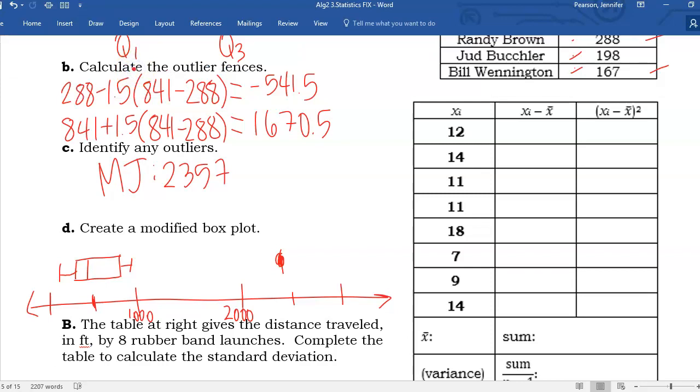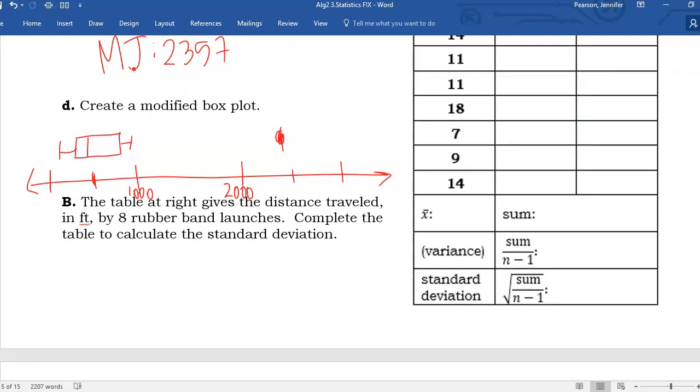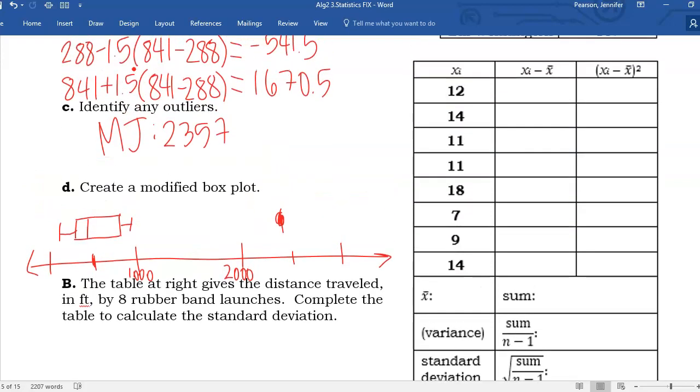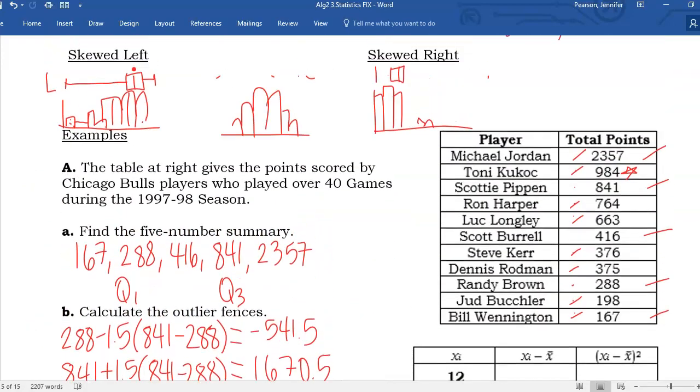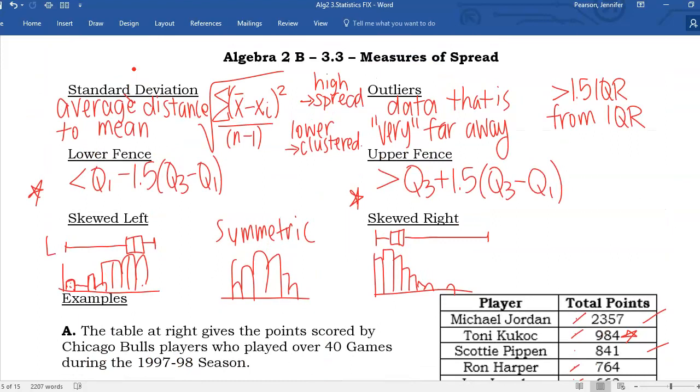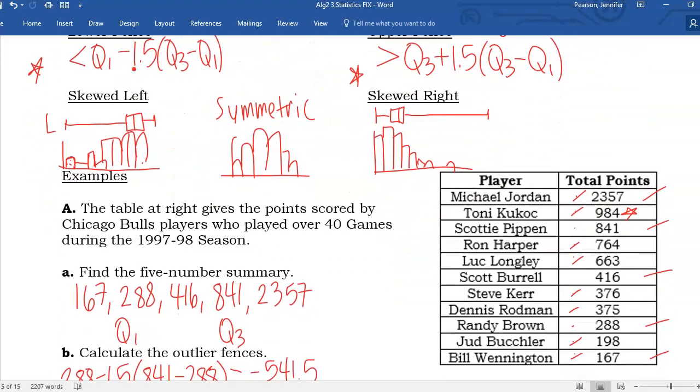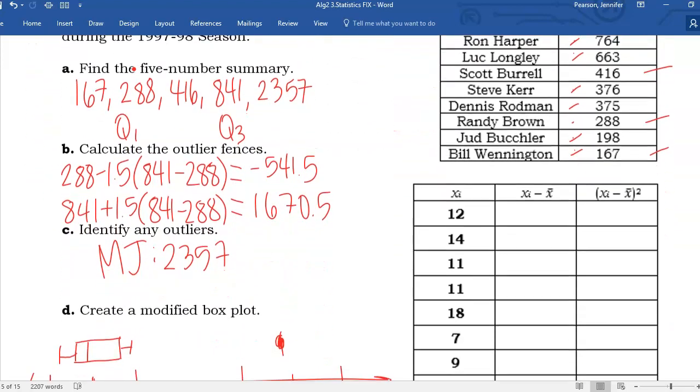Okay, letter B, the table at right gives the distance traveled in feet by 8 rubber band launches. Complete the table to calculate the standard deviation. So I wrote this crazy formula at the top. Sigma bar x minus xi squared over n minus 1. It's crazy, but this table is going to do all that work for us.